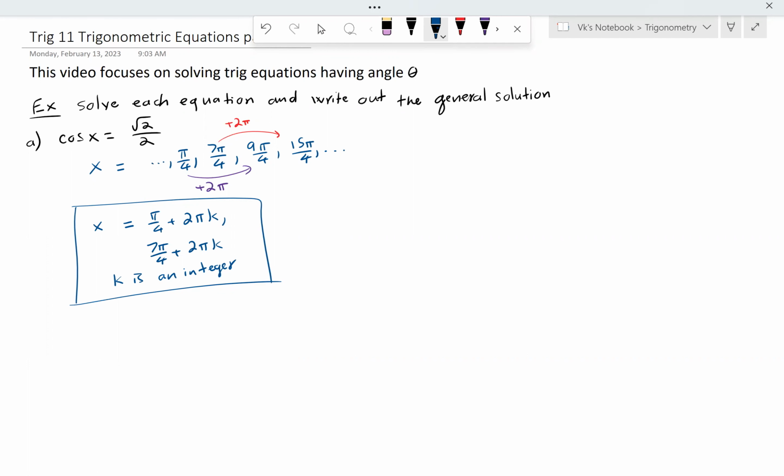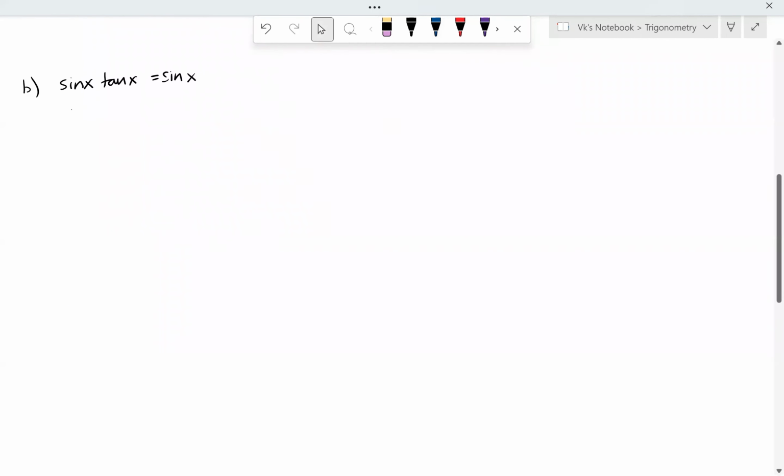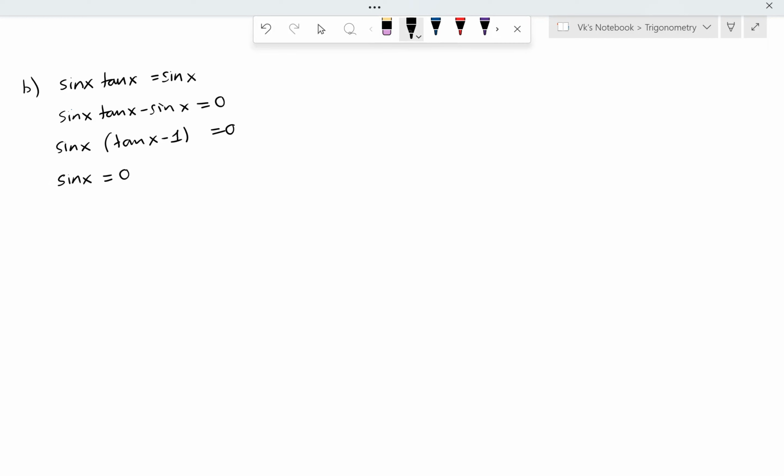Let's take a look at B. Sine x tangent x equals sine x. In this case, move everything to one side. Sine x tangent x minus sine x equal to 0. Factor out sine x, we have sine x times tangent x minus 1 equal to 0. We have sine x equal to 0, or tangent x minus 1 equal to 0. So here, x equal to ..., minus pi, 0, pi, 2 pi. So it looks like x equal to pi k, k is an integer.